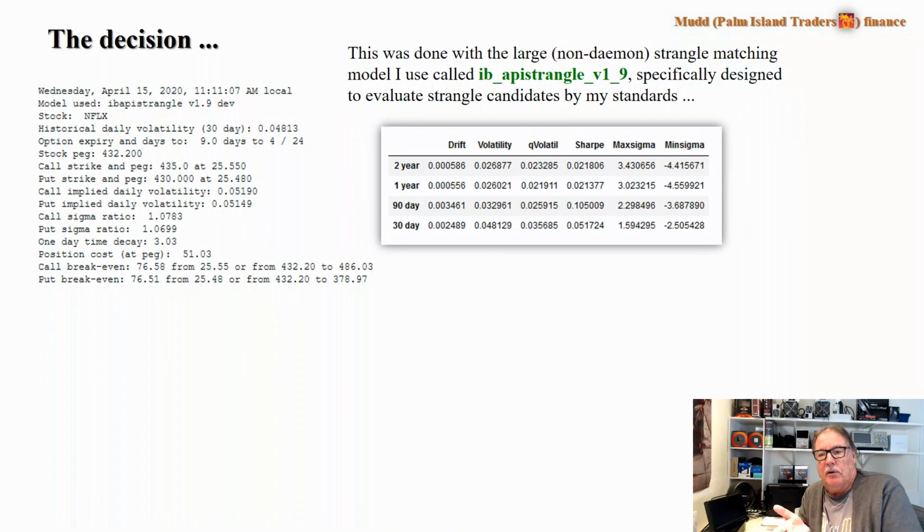Some of it's manual. This isn't a daemon model. This one I run when I want to evaluate a purchase that I want to make right then and right there. Now, by the way, you know this because we've talked about it some. If I make the purchase, then I turn over the trading algos and let them make the purchase.